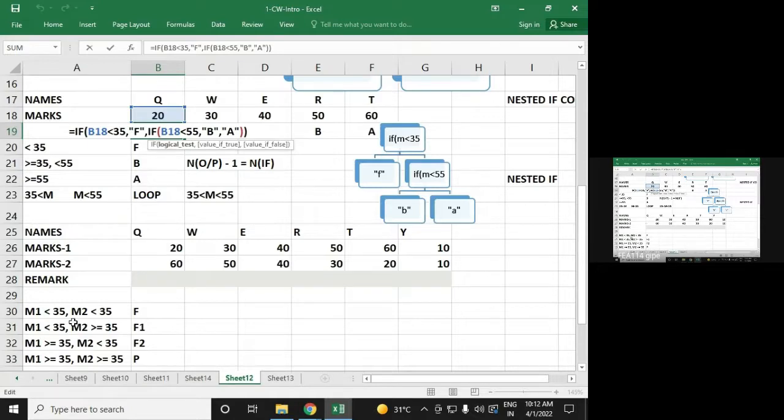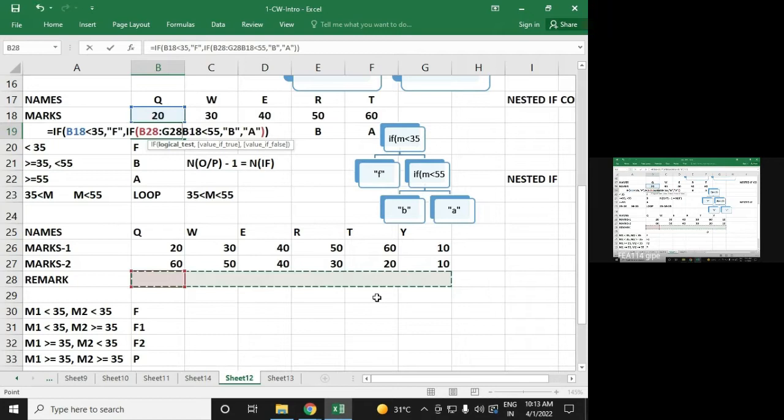If marks of first subject and second subject both are less than 35, you put the grade to be F. If first subject is less than 35 and second is more, so he has failed only in the first subject, so F1. If reverse is the case, marks more than 35 in first but less in second, grade F2, because he failed in the second subject. And if both subjects are more than 35, then grade should be P. So now you have to put these 4 grades in here.